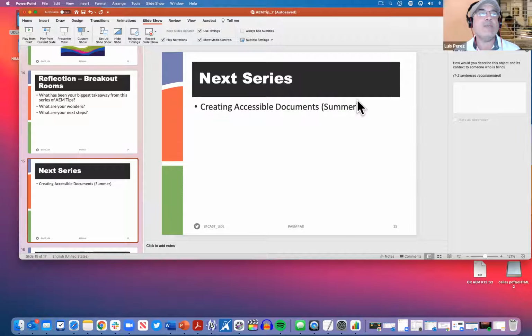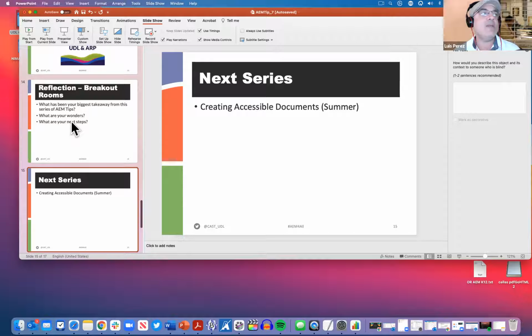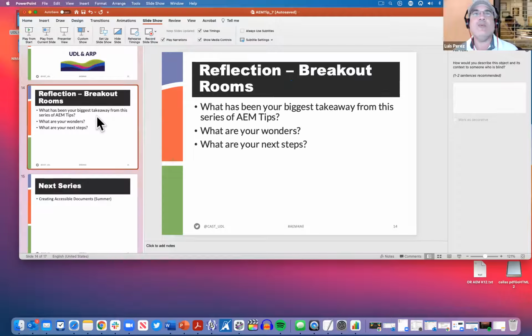So let me first share the prompt, and then I will break you out into these rooms for a few minutes. What has been your biggest takeaway from this series? What are the aha moments that you've had that you want to share with others in your group and then with the cohort as a whole? What are your wonders? What are the things that you still have some questions about? And then finally, what are your next steps? What are some next steps that have come up from participating in this series?